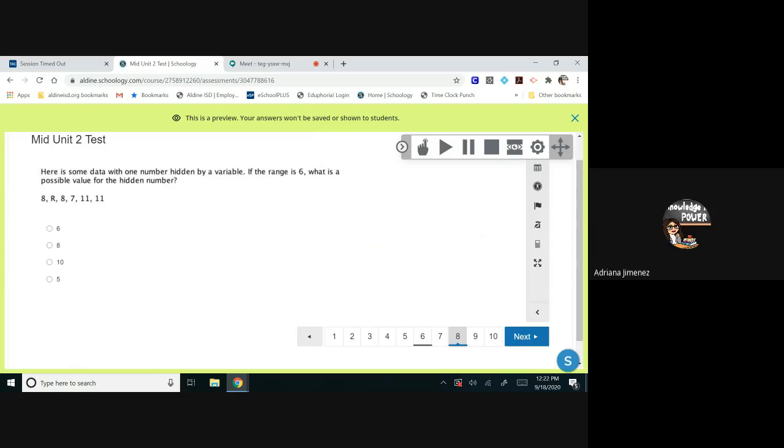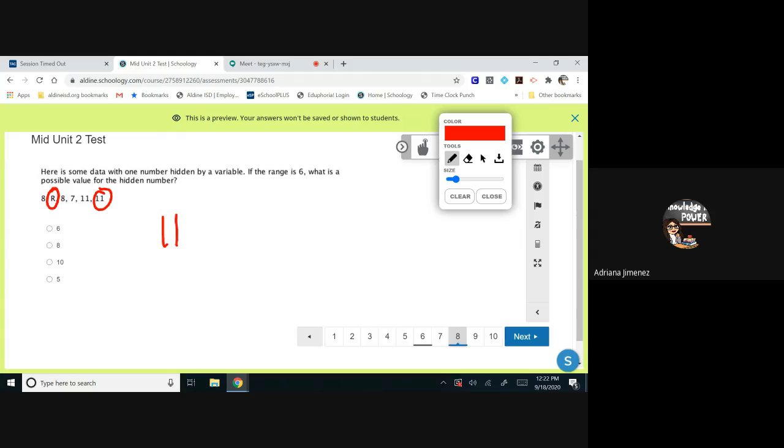All right, number 7. Here's some data with one number hidden by the variable. If the range is 6, what is the possible value? Okay, so 11 is the biggest, and r is the smallest because we don't know what it is. So we do 11 minus r, and it has to equal 6. You need to figure out what answer choice I can put in here that when I subtract it from 11, it's going to get me 6.